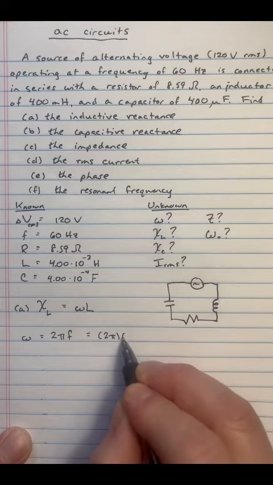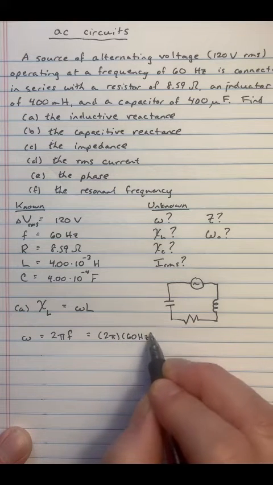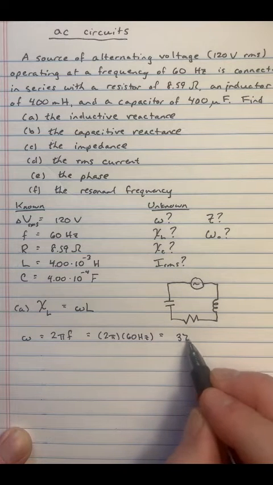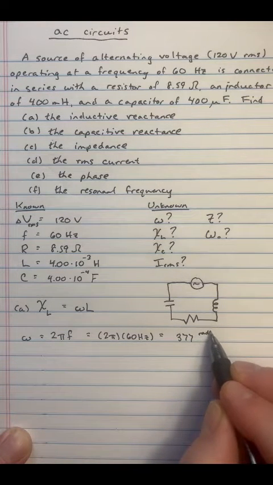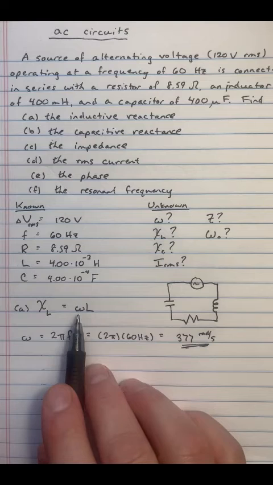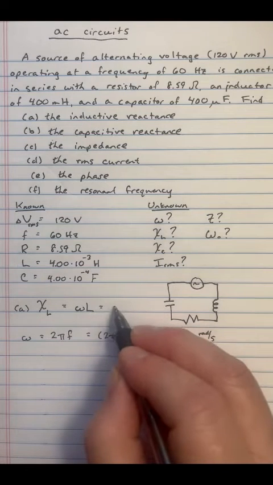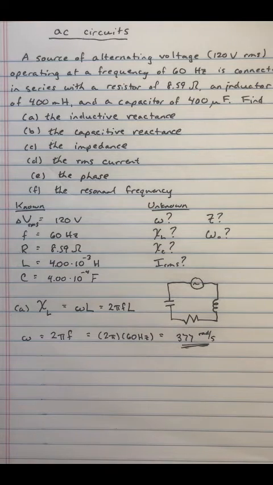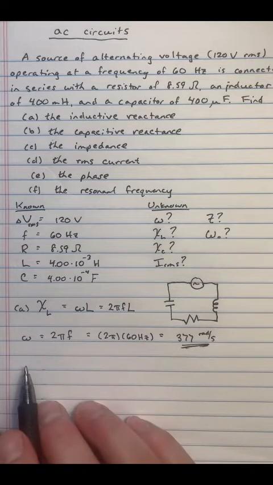So 2 pi multiplied by 60 hertz. And again, save a little bit of time. I've done the math ahead of time. 377 radians per second. So that will come in handy, all right? Now, you could either use it straight up like this, or if you prefer to write it out more fully, you could do that. And that's perfectly legit too. That's perfectly fine.